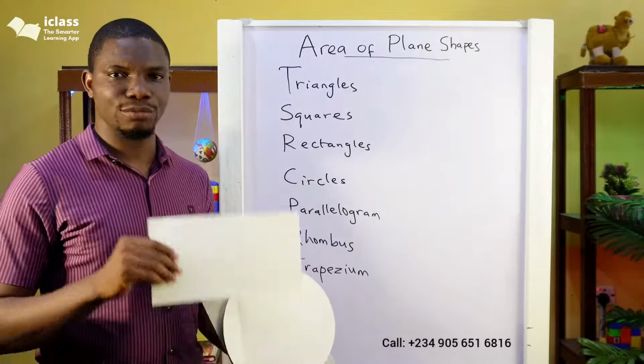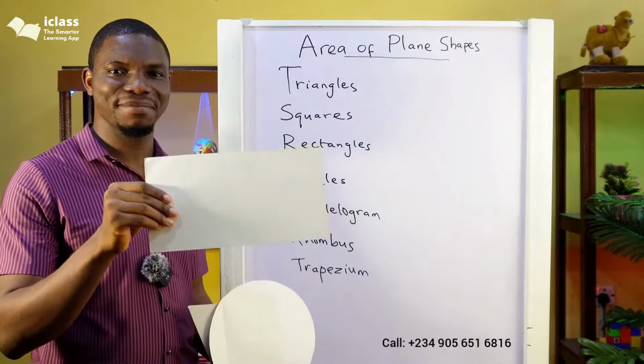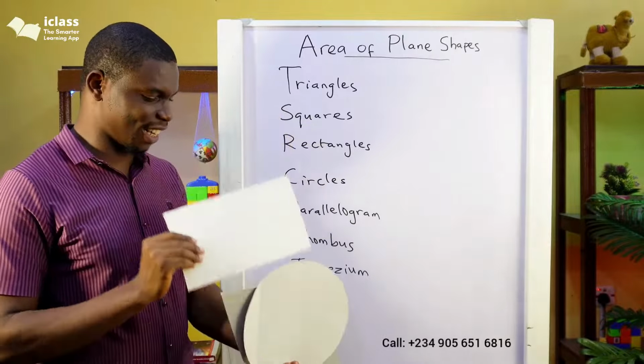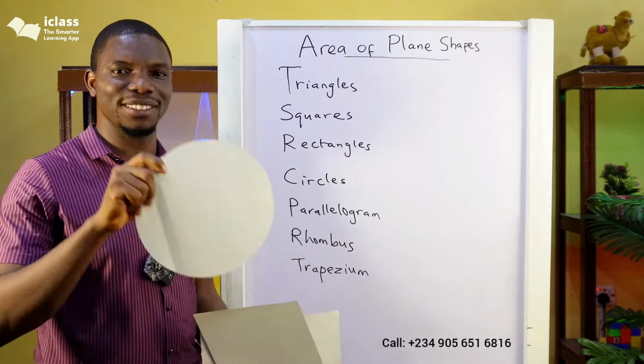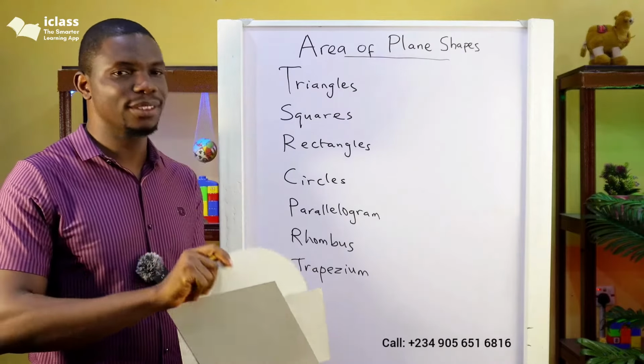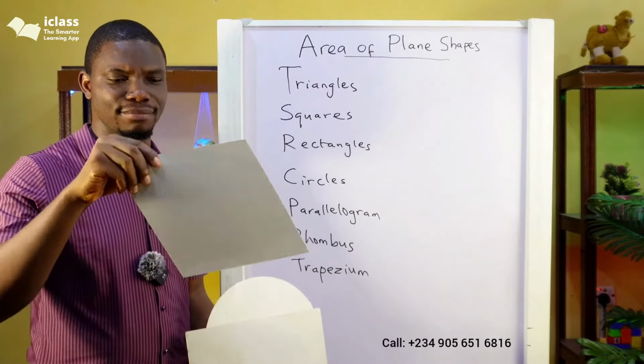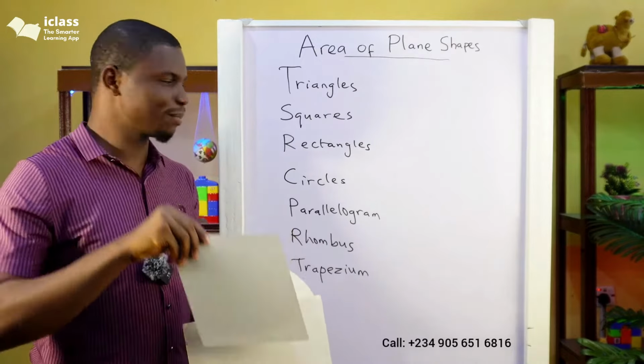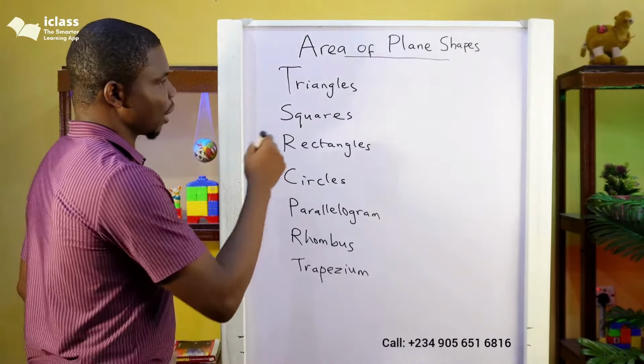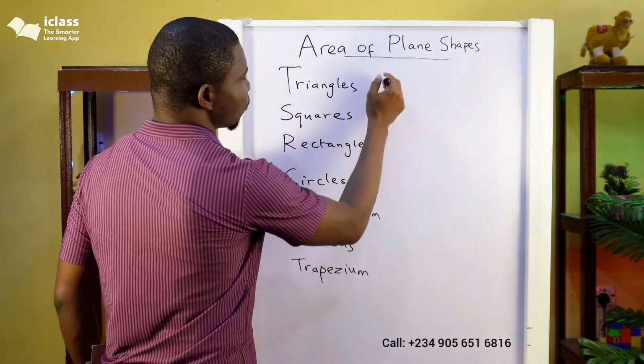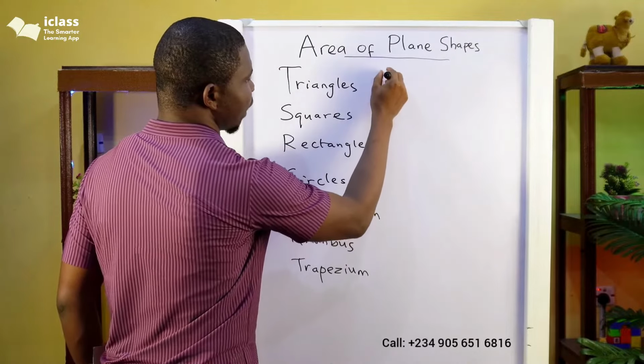So let me ask, what kind of plane shape is this? Obvious, right? A rectangle. How about this one? A circle. And then this, a rhombus. So if we are going to draw out these plane shapes, we would draw a triangle like this.